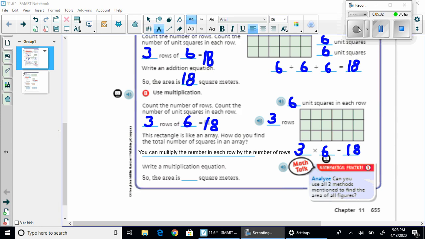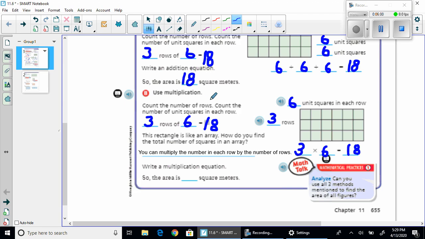Okay, so the question read that the rectangle to our right is like an array. How do you find the total number of squares in an array? Well, one thing that you can do is go ahead and count up each unit square, or a faster way, and we all know that Ms. O'Day likes to do math, the fastest way is that you can multiply the number in each row by the number of rows. Okay, so I think I already did write that for you, but go ahead and make sure that if I did not, that you write that correctly on the line below.